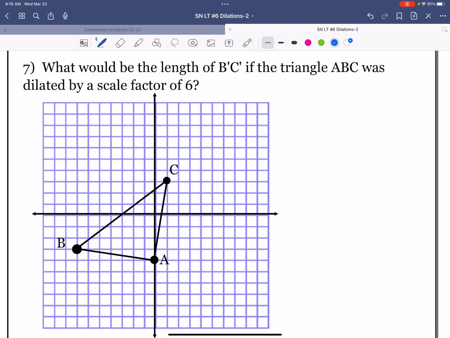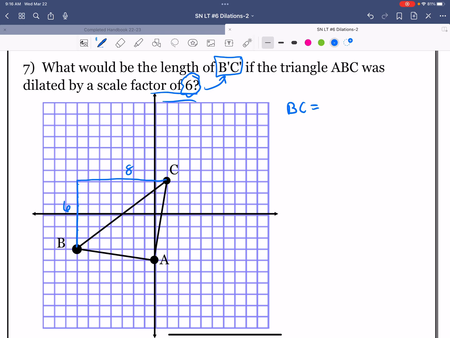What would be the length of B prime C prime if the triangle ABC was dilated by a scale factor of 6? So you can see graphically that's not going to happen here, because I can't do a triangle 6 times this big on this graph. So what I'm going to do first is just get this length of BC, because if I get BC's length, then I can multiply by 6 to get what B prime C prime would be. So for BC, I'm going to draw a right triangle, use some Pythagorean theorem. I get 1, 2, 3, 4, 5, 6. 1, 2, 3, this is 8.